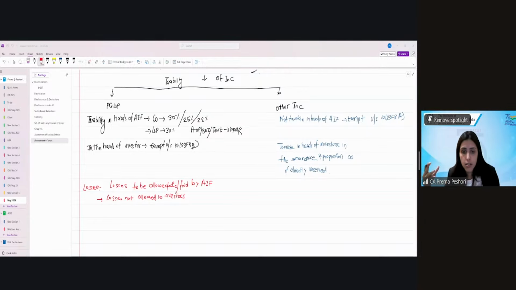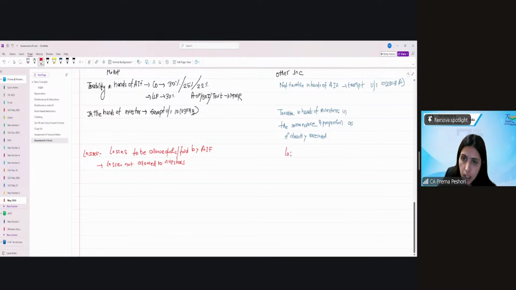Whereas in case of other losses, other than PGBP loss, there is a condition. What are the conditions which have been mentioned? So, in respect of the losses under any head of income, since the income is not taxed at the fund level, the losses cannot be set off against any other head of income for that fund also. Only the PGBP loss will be allowed. However, in the hands of the investor, for the losses to be allowed, they have a condition. What is the condition? That the units should have been held for a period of at least 12 months.